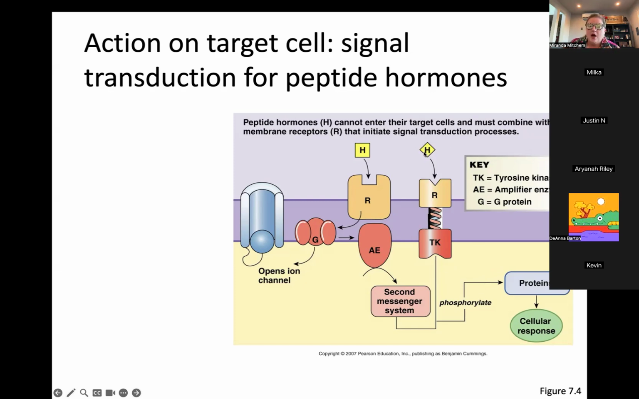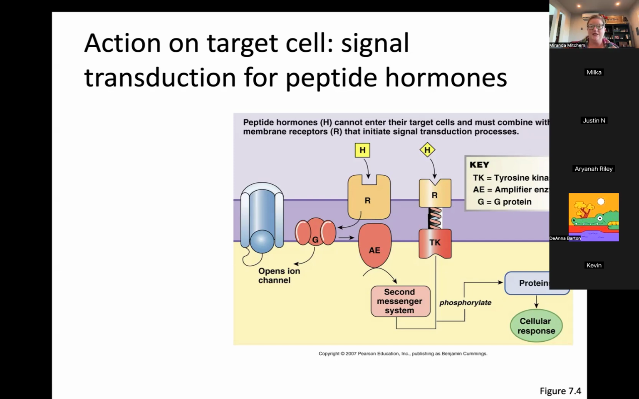Additionally, our peptide hormones also are able to bind to a receptor that is tied to tyrosine kinases. And the job of a tyrosine kinase is to add phosphate groups. So that's why it's saying phosphorylate. There we go. So we do get the production of the response proteins, and then they go on to do their cellular response. So definitely a little bit goes a long way.